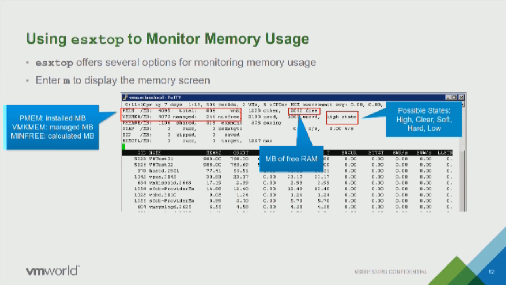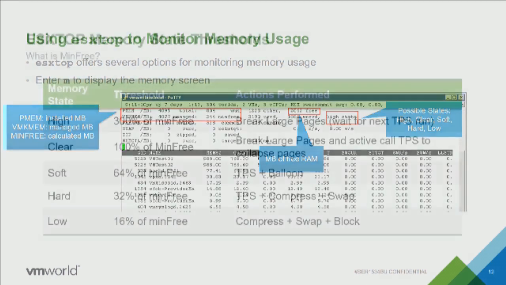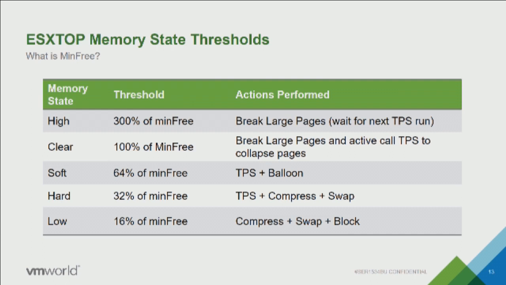Now, what happens when we see these state shifts on the ESXi host, going from high to clear to soft to hard to low, what actually happens there is that the min-free value is being violated by consumption. Okay? That threshold has been breached. Now the host shifts into a clear state. If we stick with our example of a host with 512 gigs of RAM, the host is going to shift from the high state into a clear state at roughly 100% of min-free. Okay? But when we're at 300% of min-free, we're going to execute a call to break large pages.